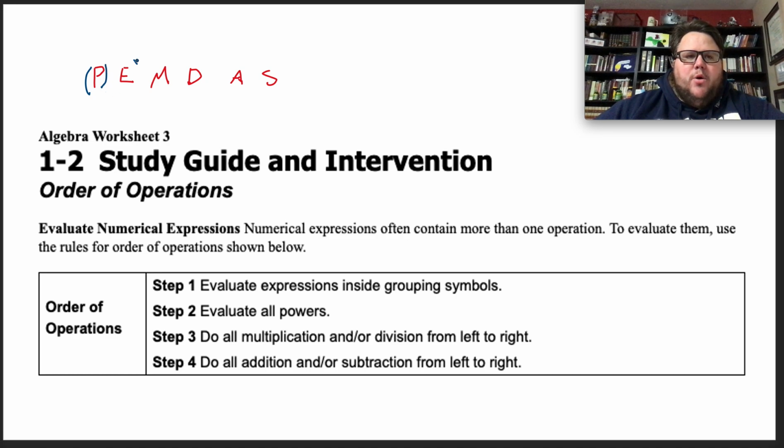E is exponents. Then multiplication and division. So multiplication, which we remember as the x, but we don't use the multiplication sign anymore, and division. And from this one, it's left to right. So multiplication and division, just like addition and subtraction, we work out in evaluations from left to right. Whichever one shows up first, that's the one we do.